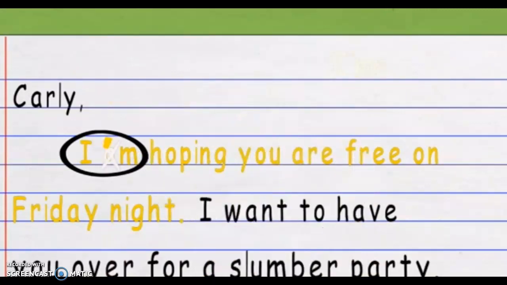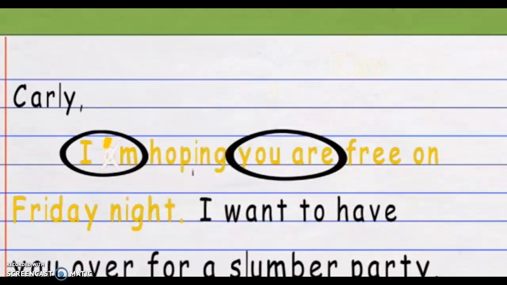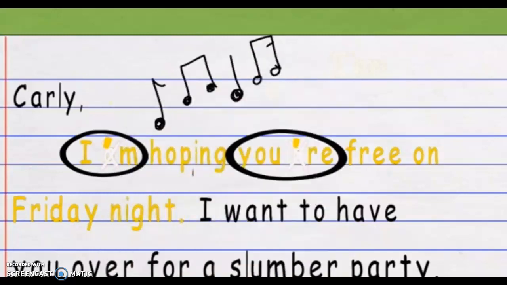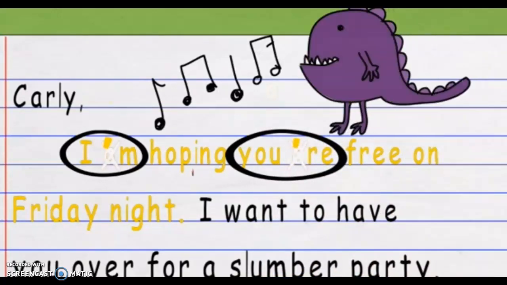The words you are can be made into a contraction. Which letter or letters should we cross out? Which one do you think we should cross out? To make you are into a contraction, we eliminate the A, and we put an apostrophe in its place, forming the contraction you're. Or, in the Grammar Songs video, Beware of Contractions, apostrophe comes along and eats the A, turning you are into you're.